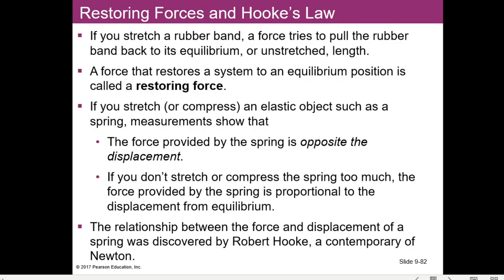Okay, another really important example is the spring force that we've discussed before. If you stretch a rubber band, a force tries to pull the rubber band back. That's a restoring force, it's called.